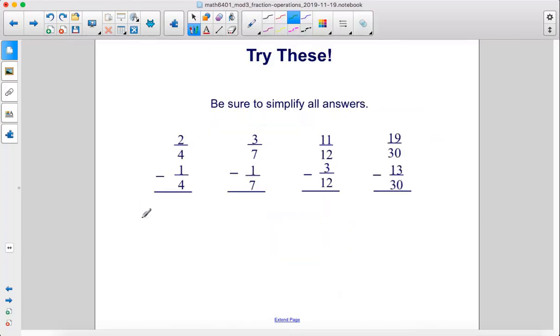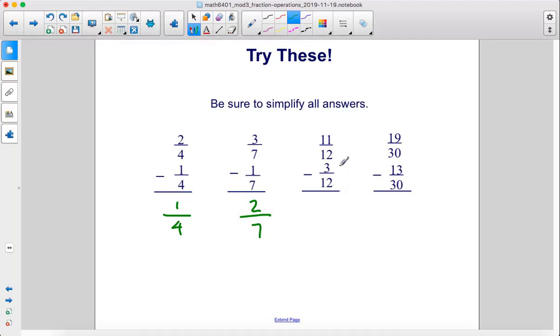Try these. Be sure to simplify all answers. 2/4 minus 1/4. 2 minus 1 is 1 over the common denominator of 4. 1/4 cannot be simplified further, so let's move on. 3/7 minus 1/7. 3 minus 1 is 2 over the denominator of 7. This cannot be simplified further.